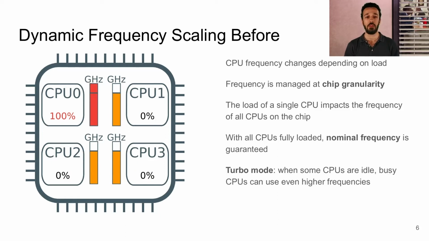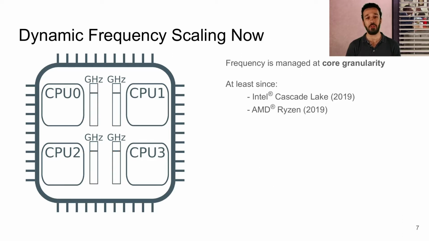Additionally, most modern CPUs provide a turbo mode. When some CPUs are idle, the maximal operating frequency of the other CPUs can exceed the nominal frequency. Here, CPU 0 is the only one busy, so it is able to run at a higher frequency than previously. All other CPUs are idle, but must still maintain the nominal frequency. Turbo frequencies are the only frequencies managed individually for each CPU. However, this is not true on new processors anymore.